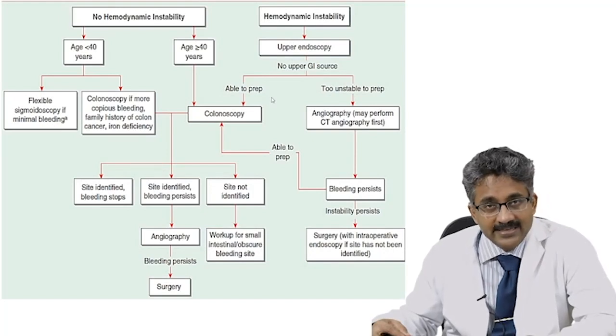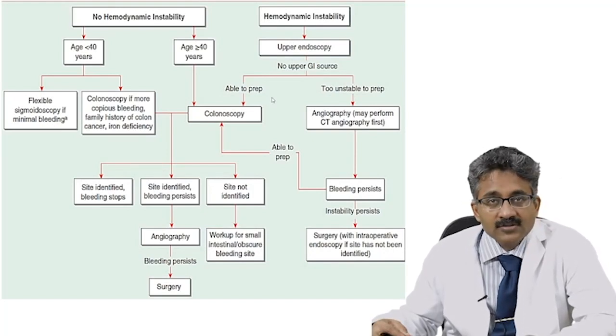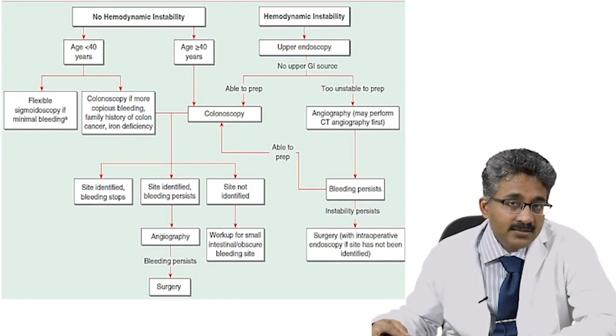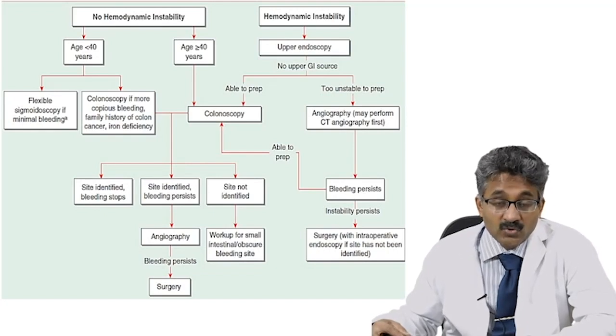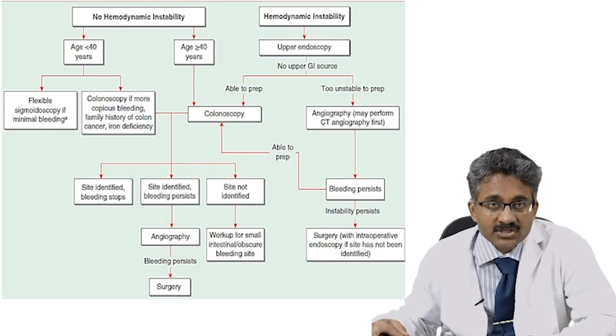So students, we discussed the 4 important symptoms of abdominal system: abdominal pain, jaundice, ascites, and GI bleed. So next we'll go with the examination of the patient.